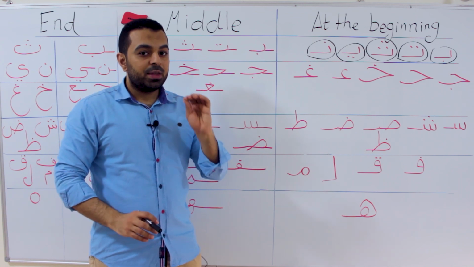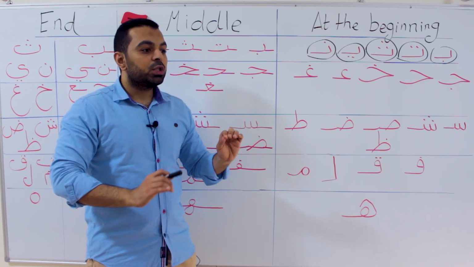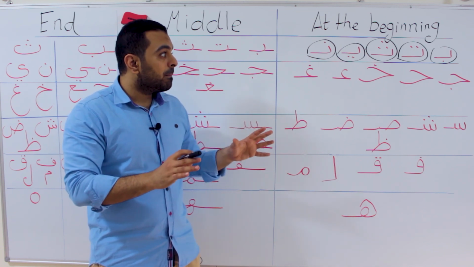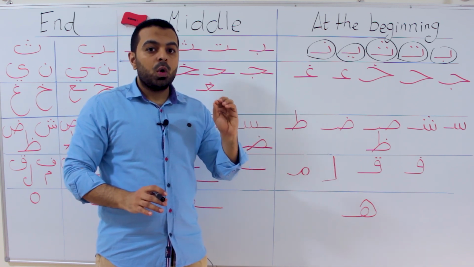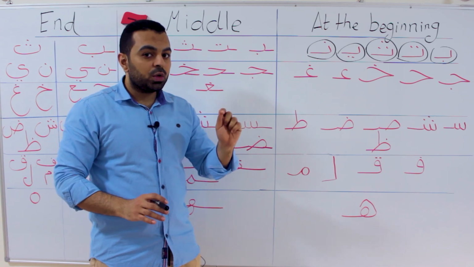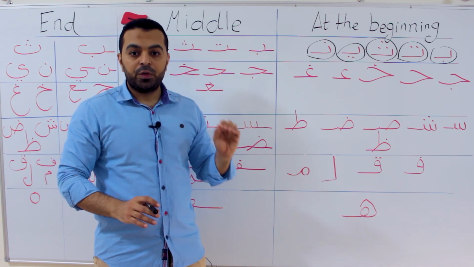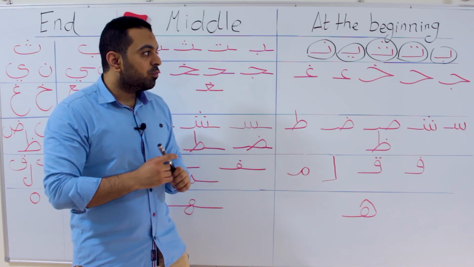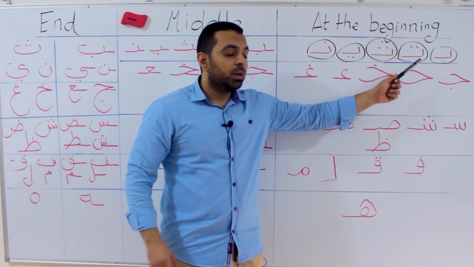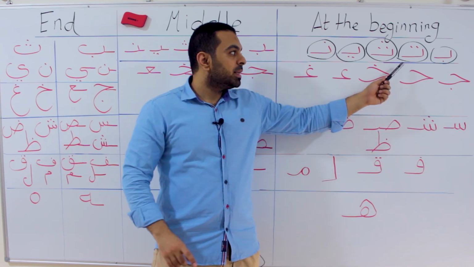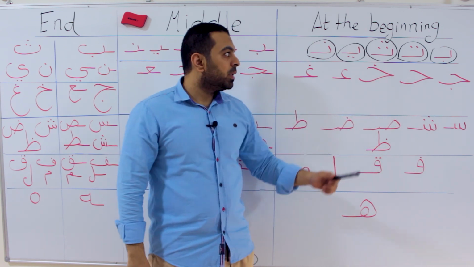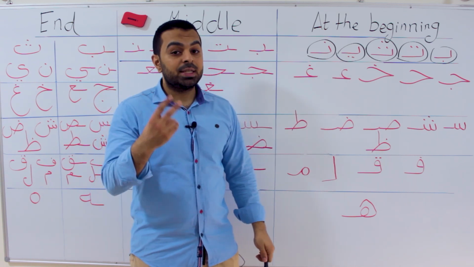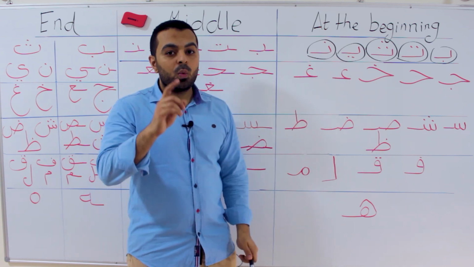And in this part, in order not to get confused between them, you need to know which letter has 1 dot or 2 dots or 3 dots at the top or down. Now, remember: ba, 1 dot down; ta, 2 dots up; sa, 3 dots up; ya, 2 dots down; noon, 1 dot up.